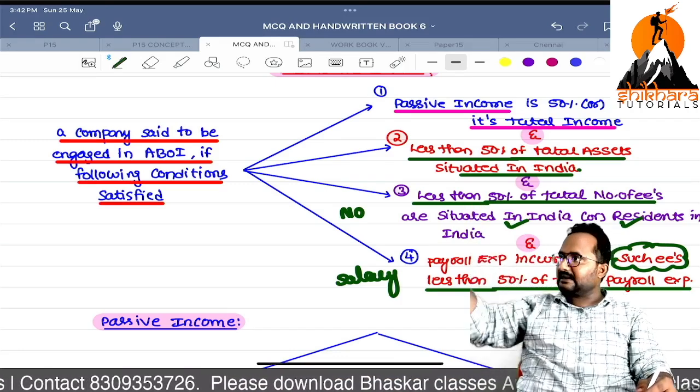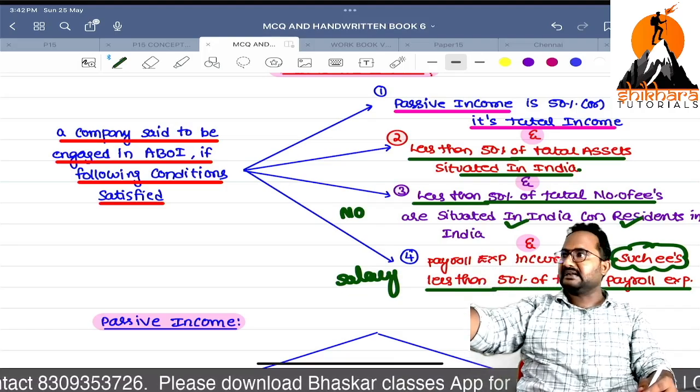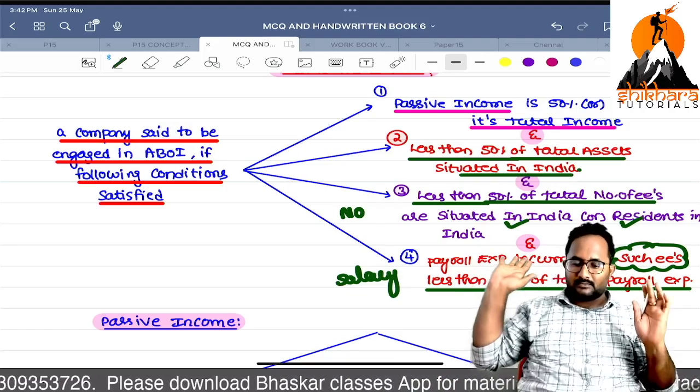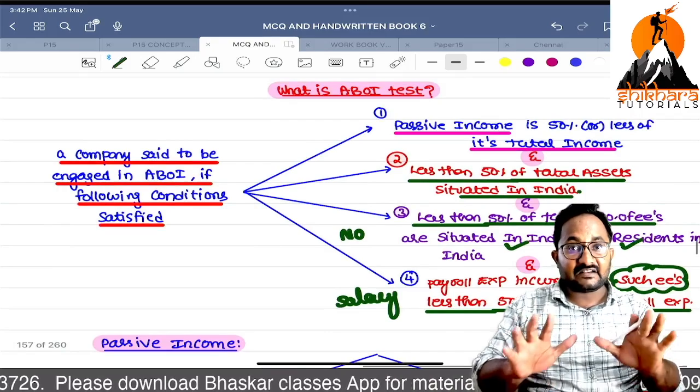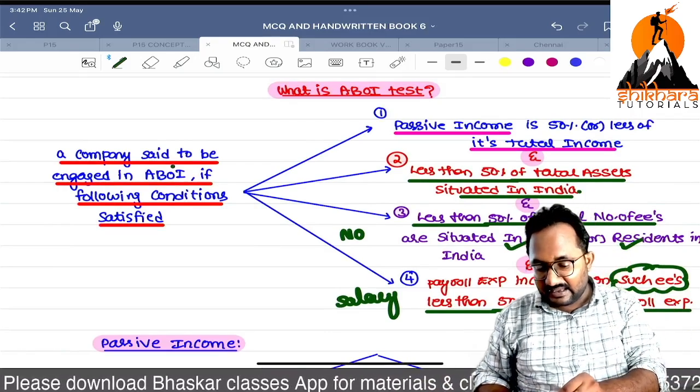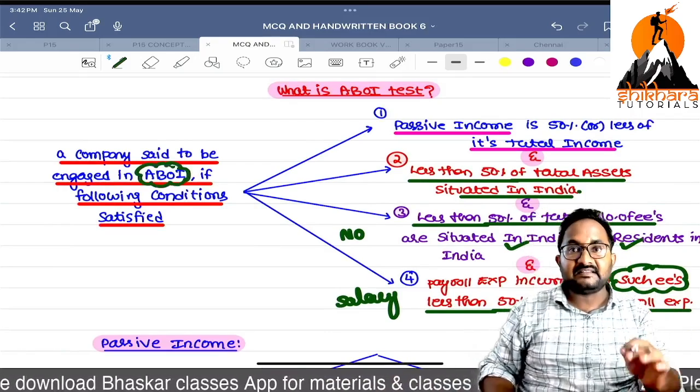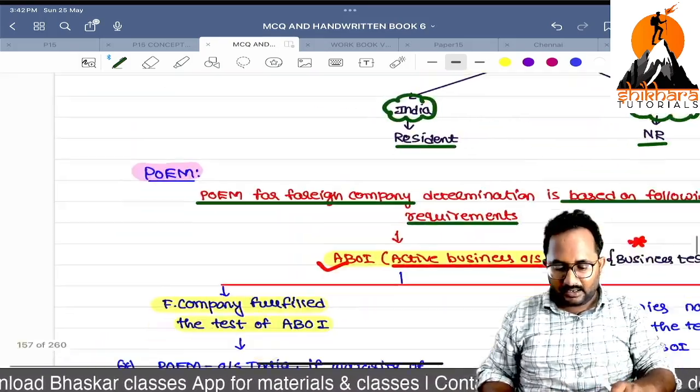So first condition, passive income. Second condition, assets. Third condition, number of employees. Fourth condition, payroll. Now, if these conditions are all satisfied, we can say the company has its business actively outside India.